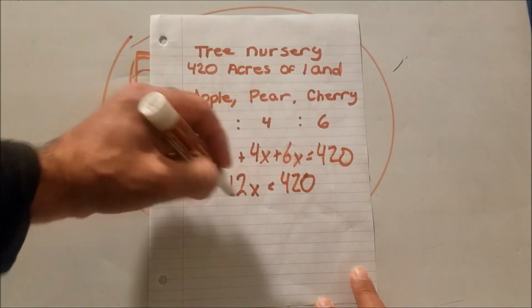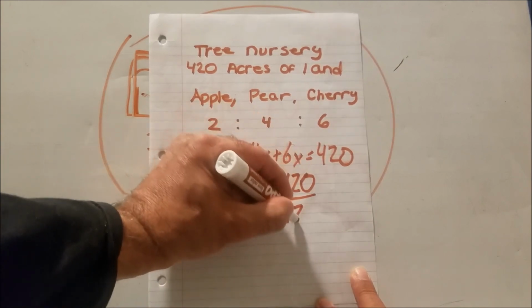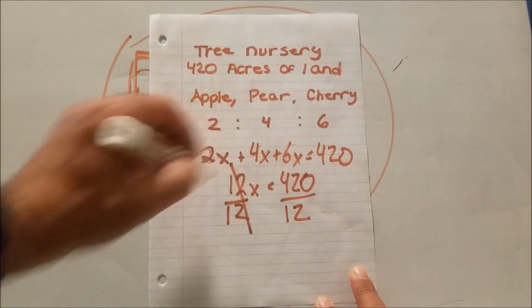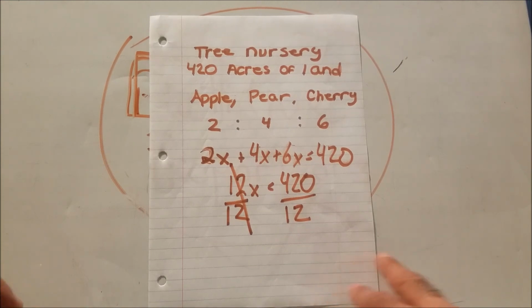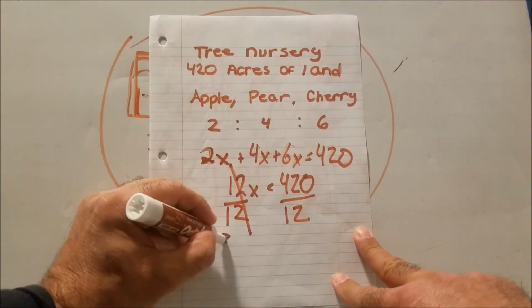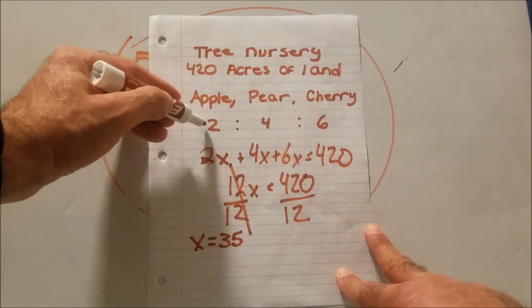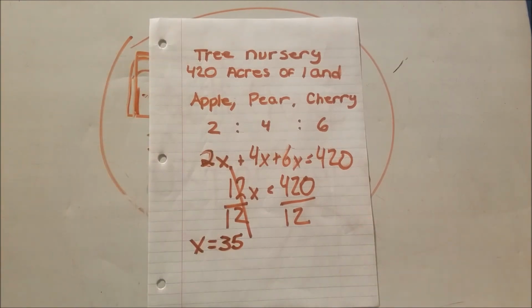Now we have some algebra here. Just divide out the 12 on both sides. Whatever you do to one side, you do to the other. Now x is alone. And so you have 420 divided by 12. All right, so we know that x equals 35. So each part of the ratio is 35. But apples have 2. So how many acres of apple trees are there?